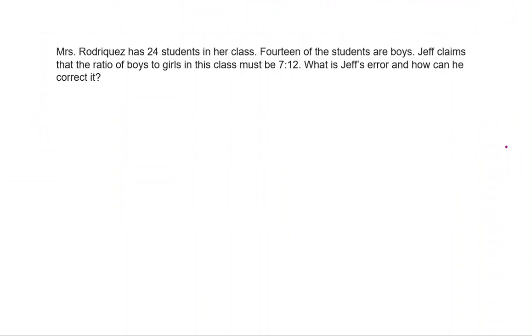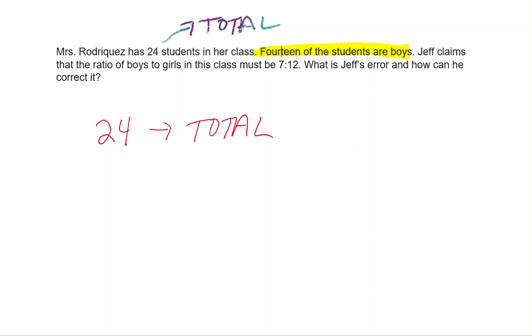Let's look at another example. Mrs. Rodriguez has 24 students in her class. So that is a total. 14 of the students are boys. So we have 24 total, 14 boys. So why don't I keep going?